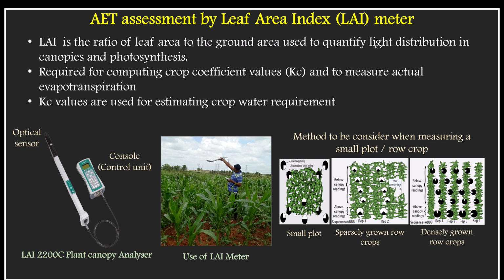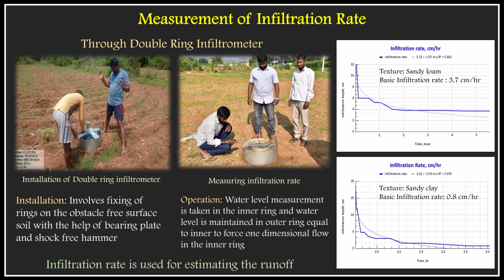Actual evapotranspiration is assessed through a leaf area index meter, and crop coefficient values are computed based on the actual evapotranspiration. This Kc value is required for estimating crop water requirement. Measurement of infiltration rate is done through a double ring infiltrometer and is done to estimate runoff.